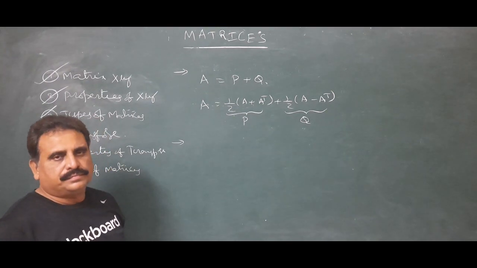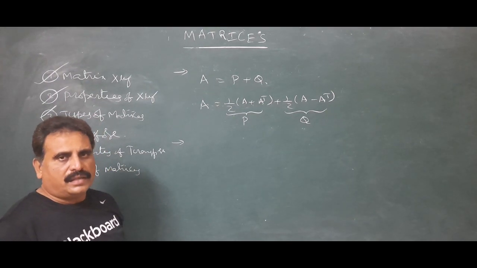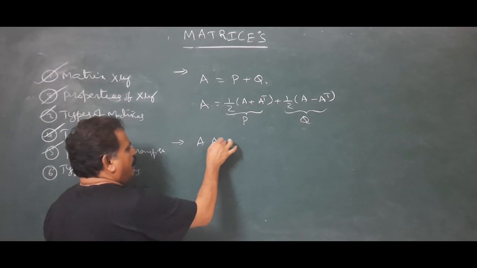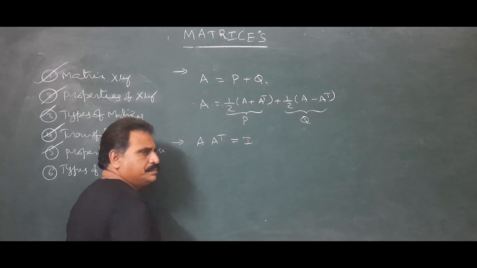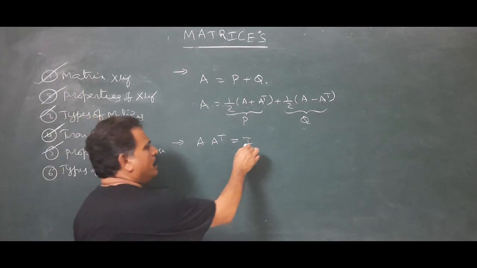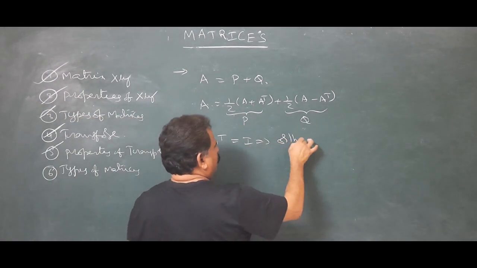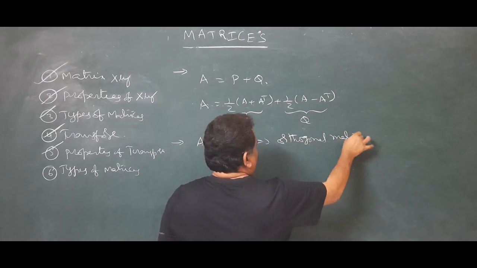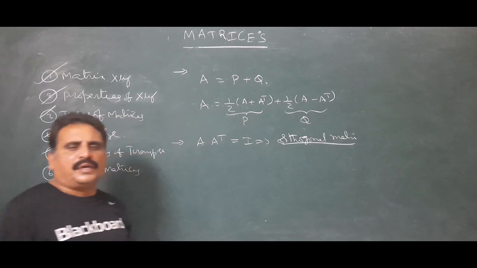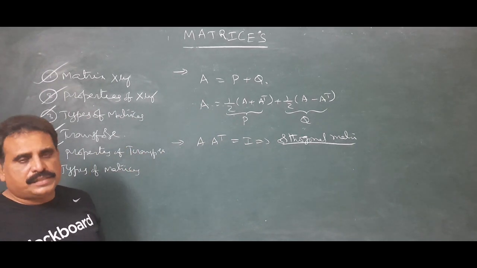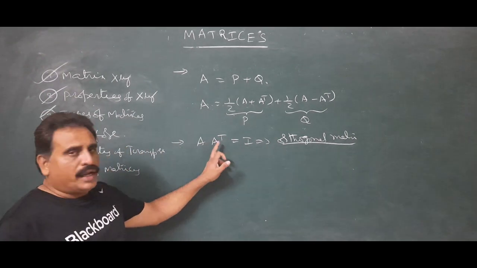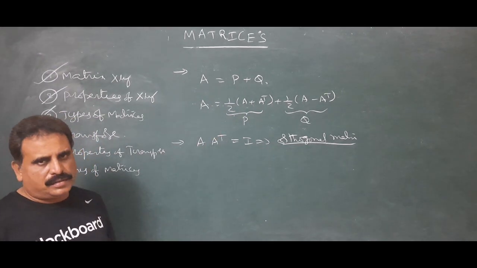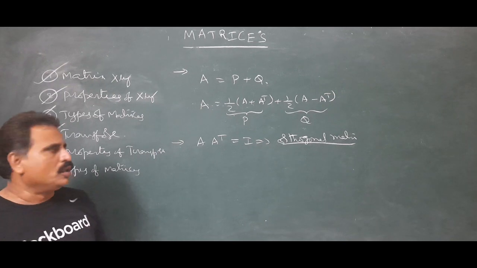Now, we are going to the orthogonal matrix. Let A be a square matrix. If A into A transpose equal to I, then A is said to be an orthogonal matrix. The number of such matrices is infinite. A into A transpose, their product is I, the identity matrix. Such a type of matrix is said to be an orthogonal matrix.